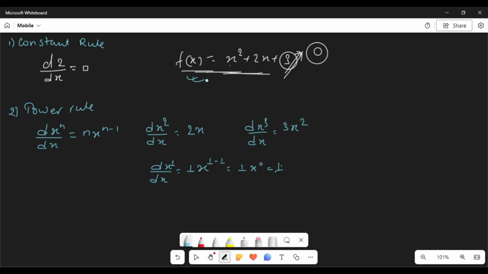So now let's look at this question. The derivative of this x squared will be 2x, and this x will be 1.